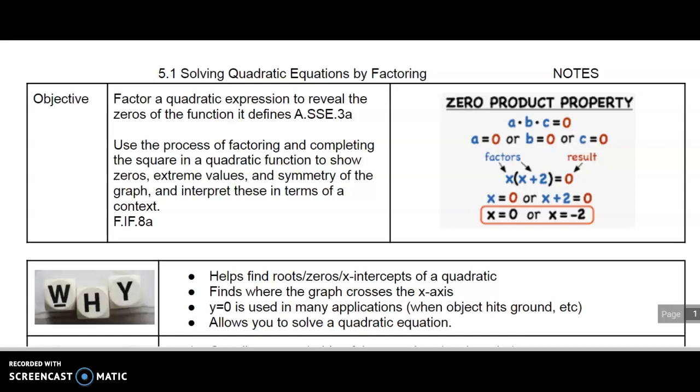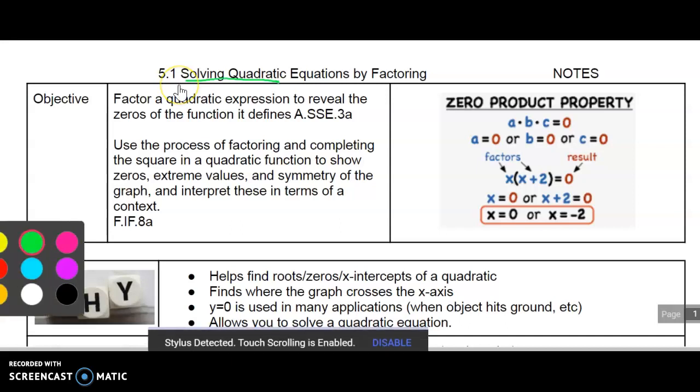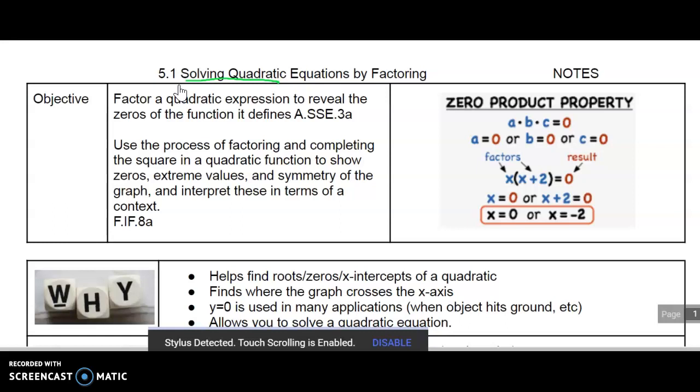Okay, so we're going to talk about section 5.1. All of unit 5 is about solving quadratics. We're going to use different techniques to do that, okay? The first thing we're going to use is factoring.